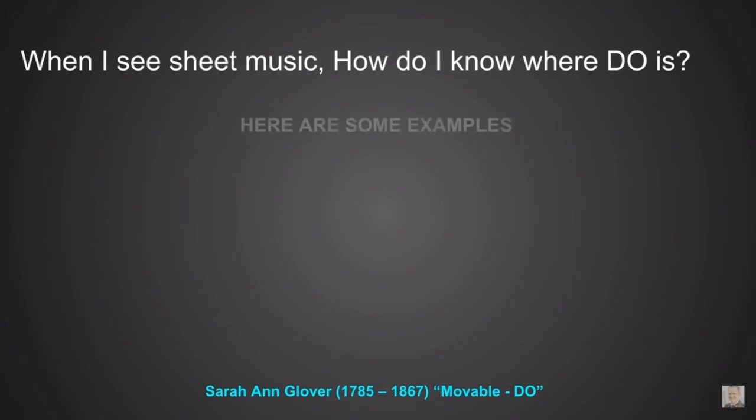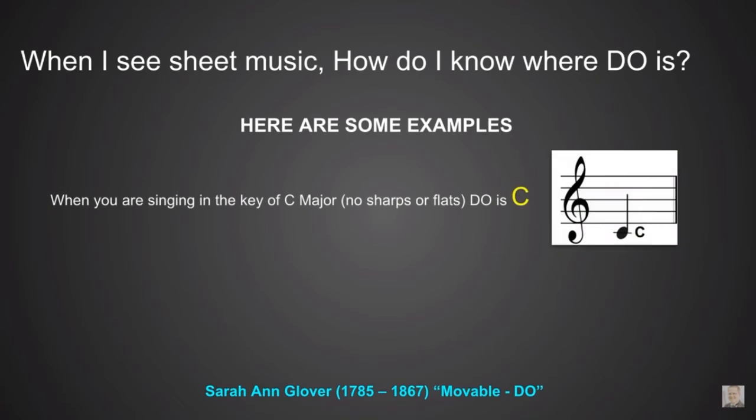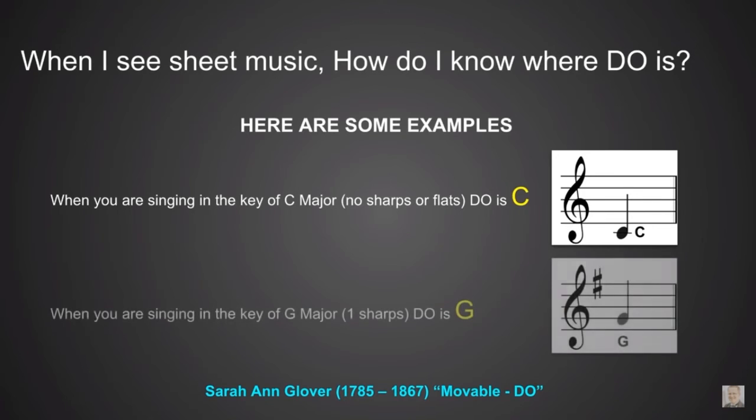Let me give you some examples. For example, when you're singing in the key of C major, no sharps or flats, do is C. When you're singing in the key of G major, one sharp, do is G. If you were singing in the key of F, which is one flat, F is do.